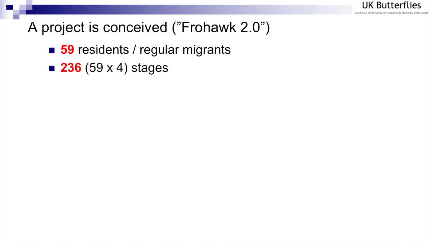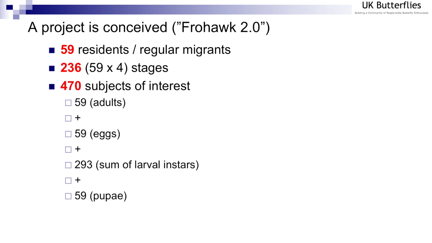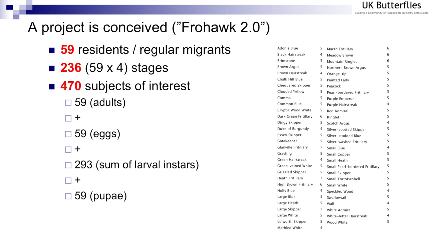If one man could do this, admittedly it took him about 24 years to complete, but with the army of photographers that we have and photos that are available, there is the potential to do something as comprehensive. So I had to think about this, and I thought, well, if we focus on the 59 species which are considered residents or regular migrants, for each of them we have 4 stages. So 59 times 4 is 236 subjects of interest that we need to focus on. And then if we also focus on every single larval instar, so every species generally goes through a fixed number of instars, then that results in 470 subjects of interest or thereabouts.